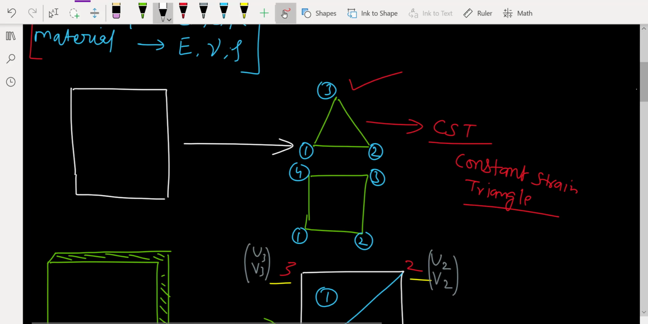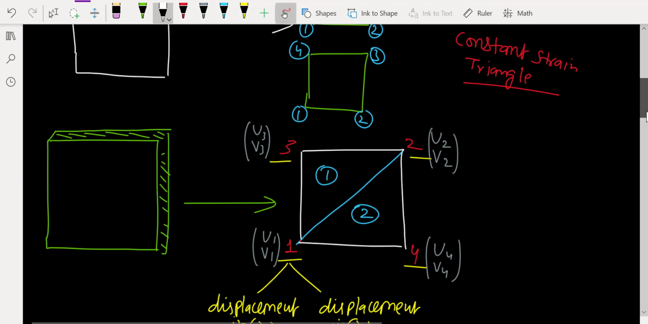A 2D problem you can discretize using different types of element. For the sake of simplicity, we will be using two types of element. One is the triangular element and the other is the 4-nodal rectangular element. The triangular element is also known as CST, constant strain triangle. In this case, we are using the constant strain triangle, just for a brief overview.